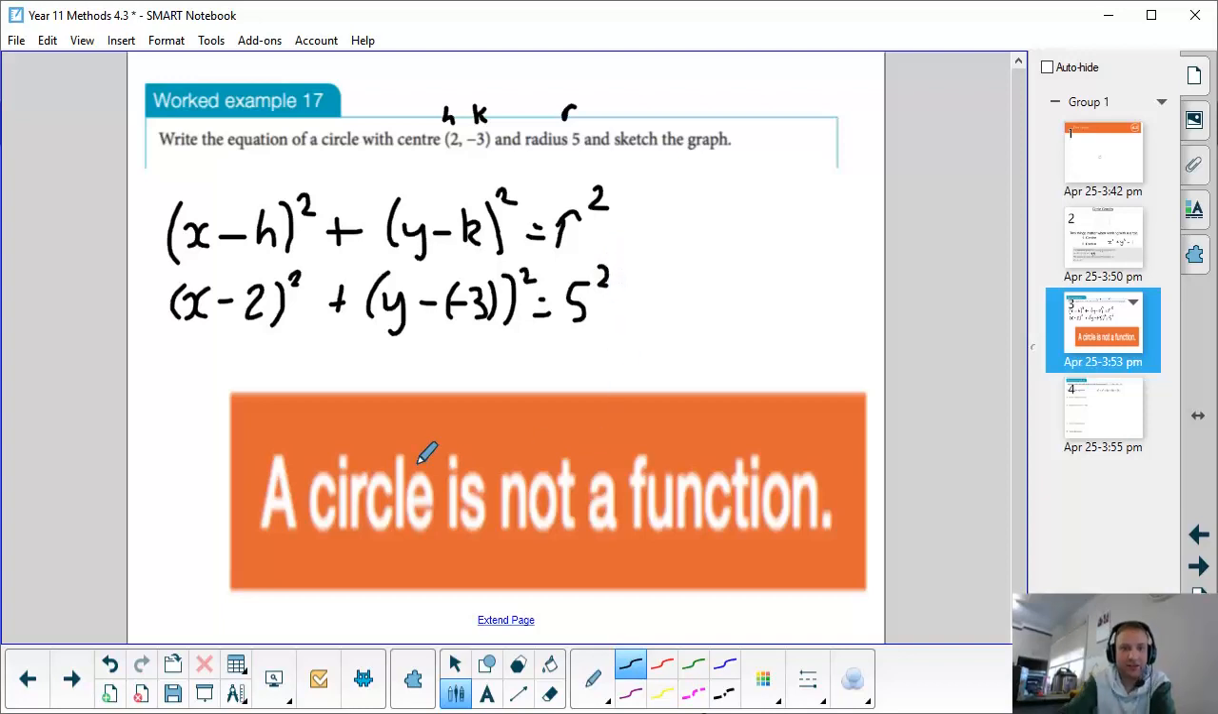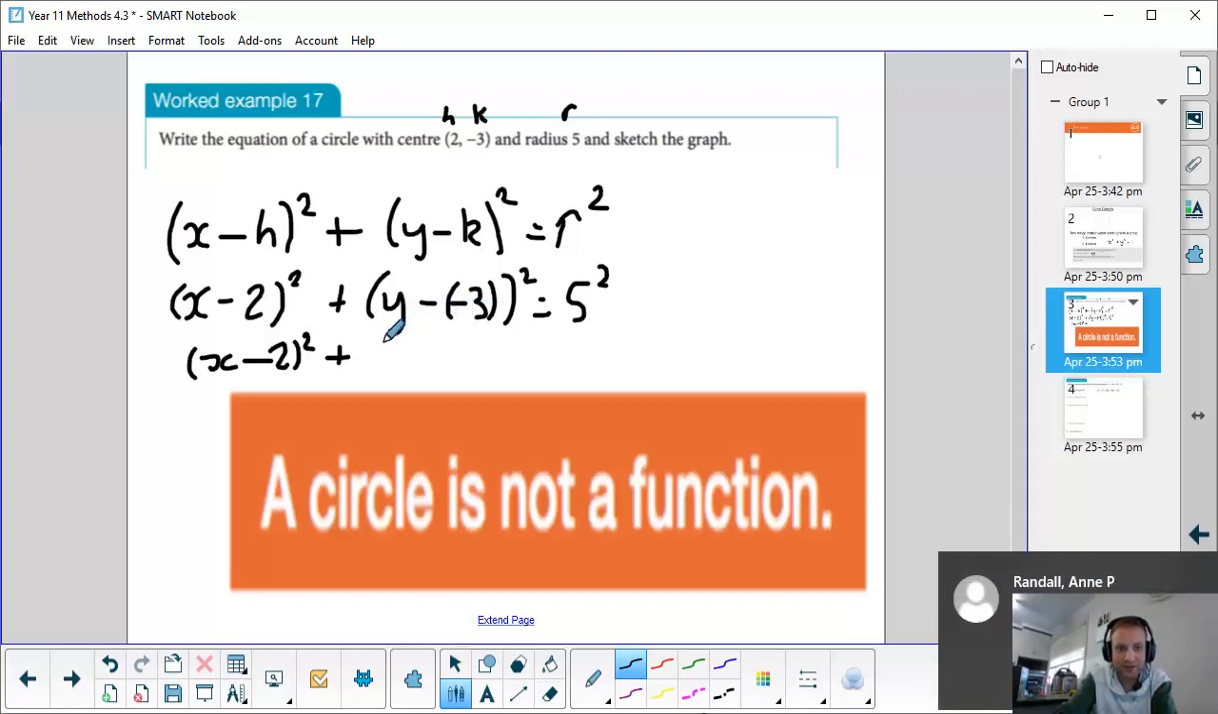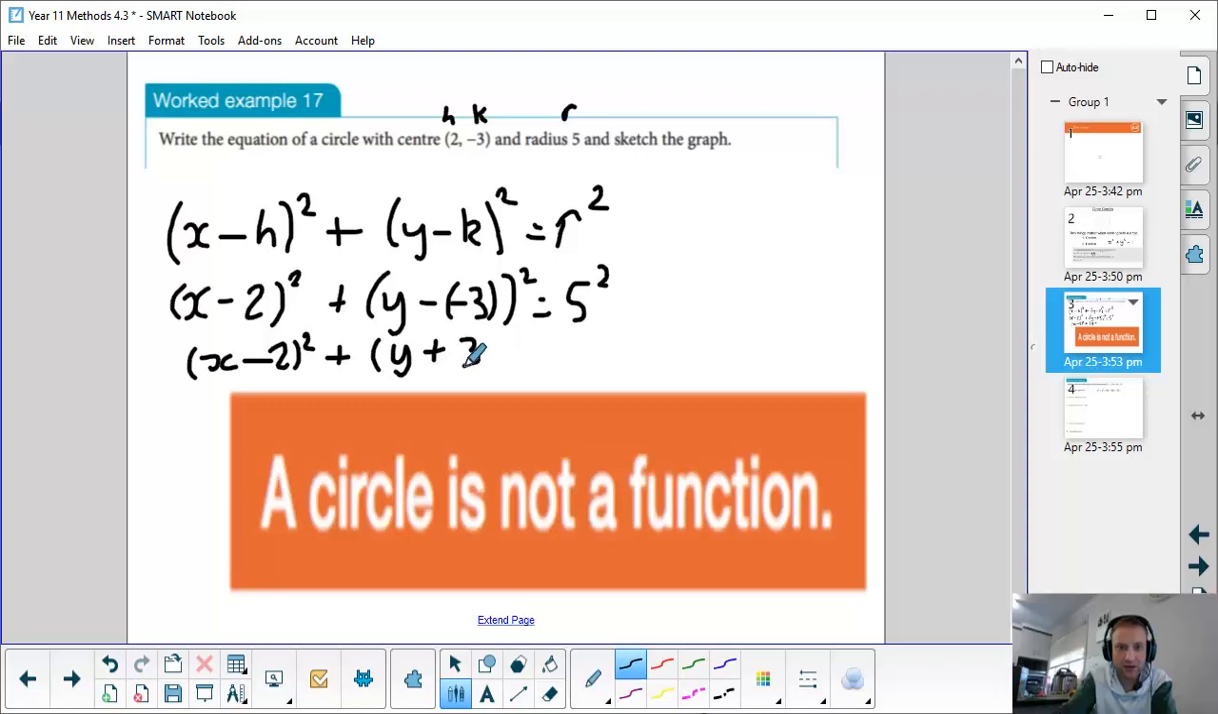Okay. So then our final answer for this, our actual equation, there's nothing to do with this. It's x take 2, and that's squared. Plus, and now all we've got to do here, we can see that a minus minus are there together, and that's positive, right? Taking a minus is a positive. So it's y plus 3.